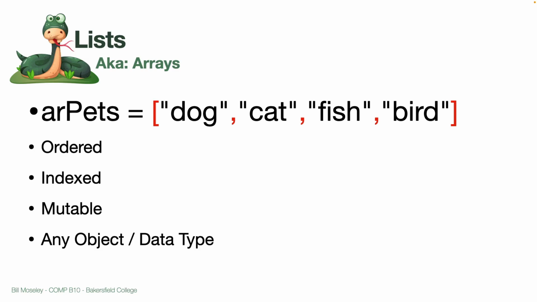In a list, that's different. It's mutable, meaning I can change the order. I can change just this member to anything I want. So it's completely mutable, means you can change it. And you can put, as I said, any object or any data type in a list.